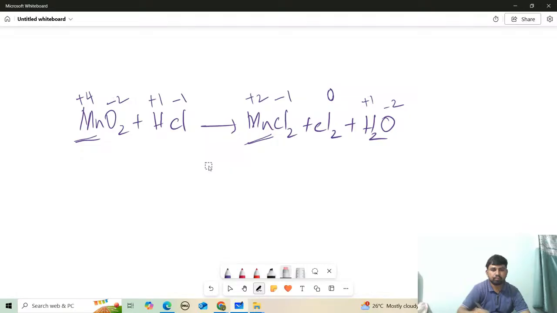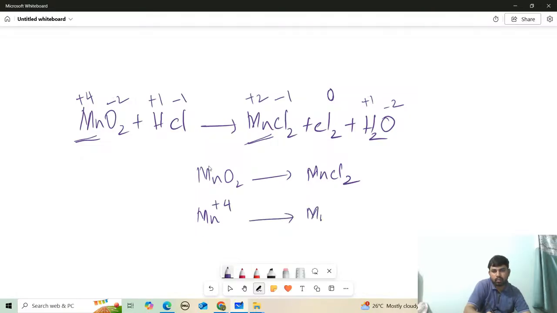Now see, in this case I'm taking MnO2 and it is converting into MnCl2. In MnO2, the charge on Mn is +4, and what about here? It will be Mn +2. So is the charge decreasing or increasing? You can say +4 to +2 is a decrease in the charge, also called reduction.